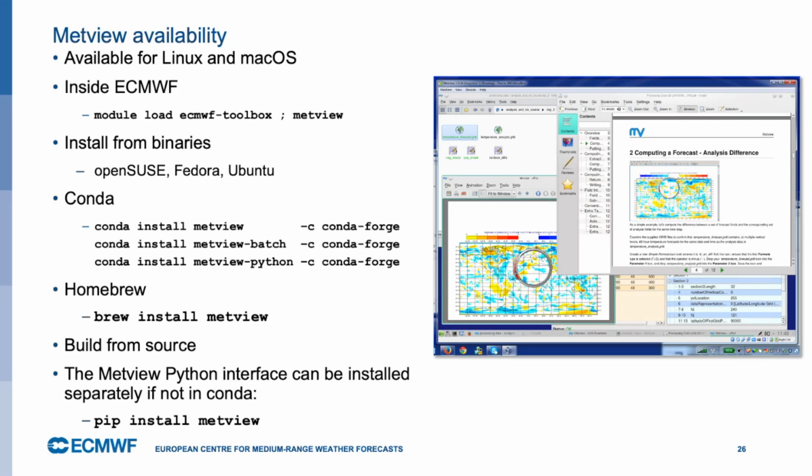If you're running on the Mac, you can do brew install metview. I think in theory on Linux as well, but I've never run Homebrew on Linux. You can also build it from source. And then however you install the binaries, you can also do pip install metview to get the Python bindings if you haven't got them from Conda.